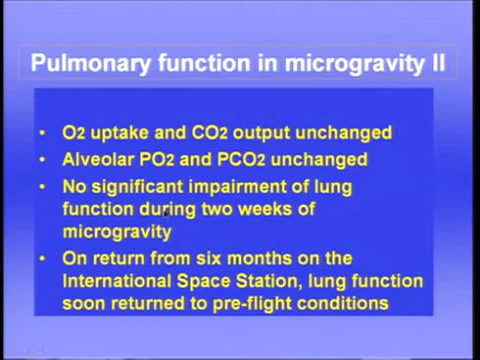And so I think one can say that relatively long-term exposure to microgravity is not going to affect the function of the lung during microgravity. Even more significant, perhaps, was that we were able to do some measurements on astronauts that had been on the International Space Station for up to 6 months. And we were able to show that when they returned to sea level, to normal gravity, lung function within a few days returned to its pre-flight conditions.